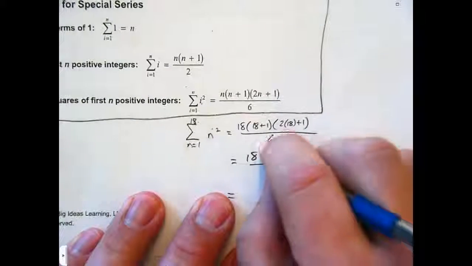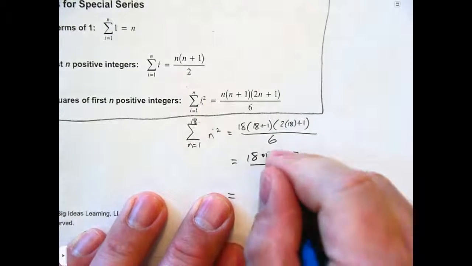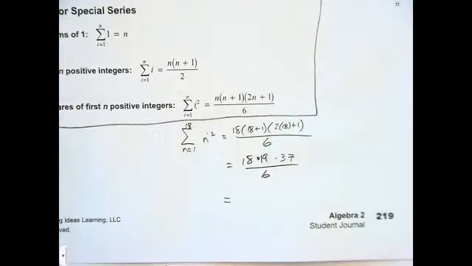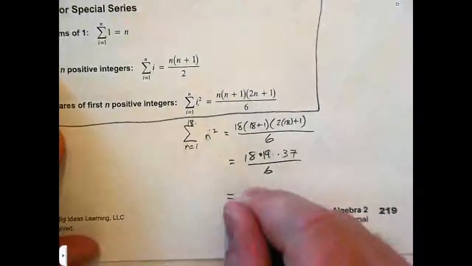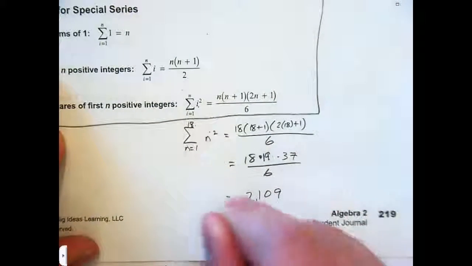Oh, 19, yes. Good job, Jordan. Yeah. Glad someone's checking. There. Does that equal the answer I gave you? 2,109? I hope so, otherwise we've got some issues.